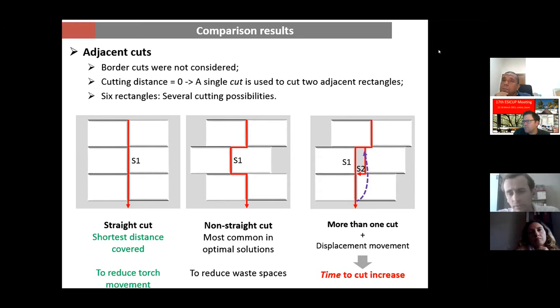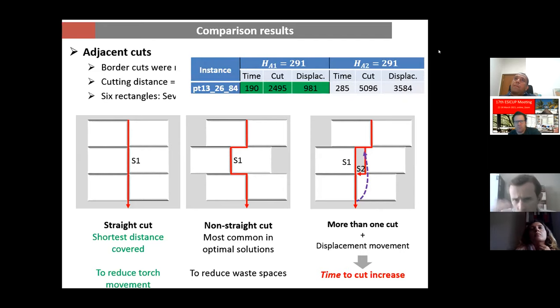And the third most common is the adjacent cut with more than one cut, where you need two cuts with a displacement movement in the middle of these two cuts. But the time to cut with this configuration increases.